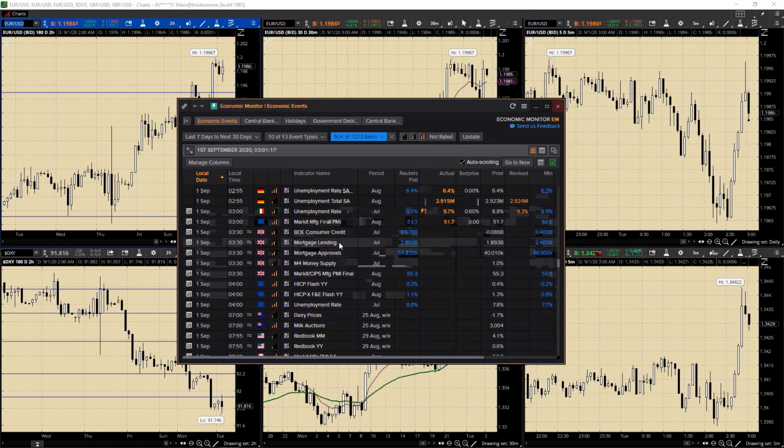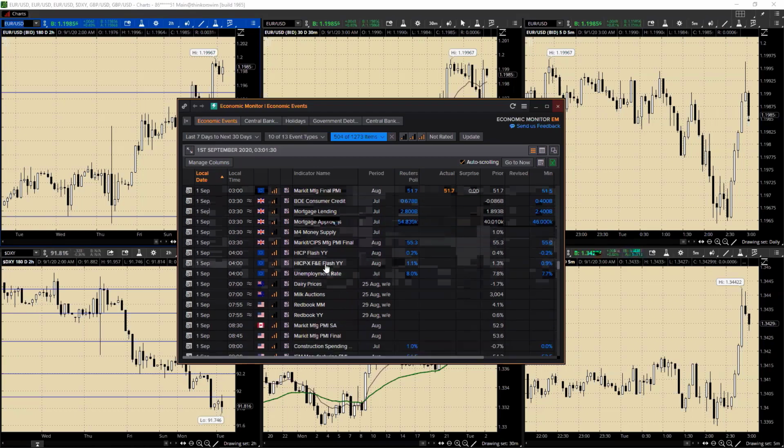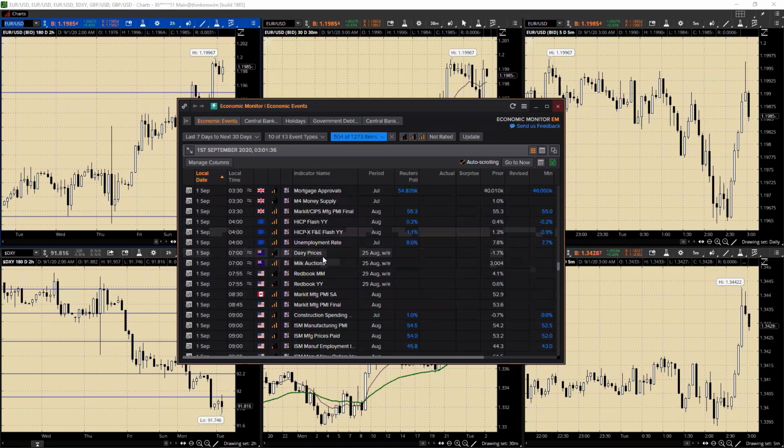At the bottom of the hour, we will get Bank of England consumer credit and mortgage lending data. And then at the top of the next hour, HICP flash for the Eurozone. We'll also get New Zealand dairy prices, as we move into the States.